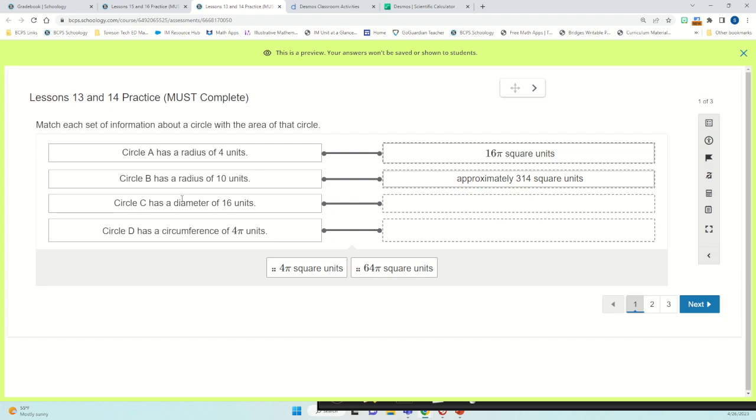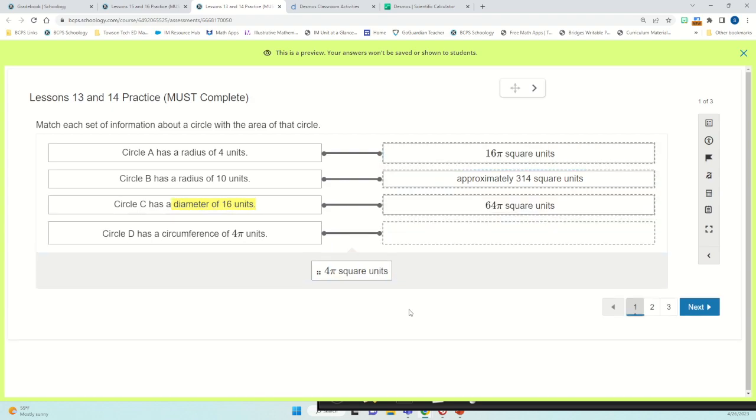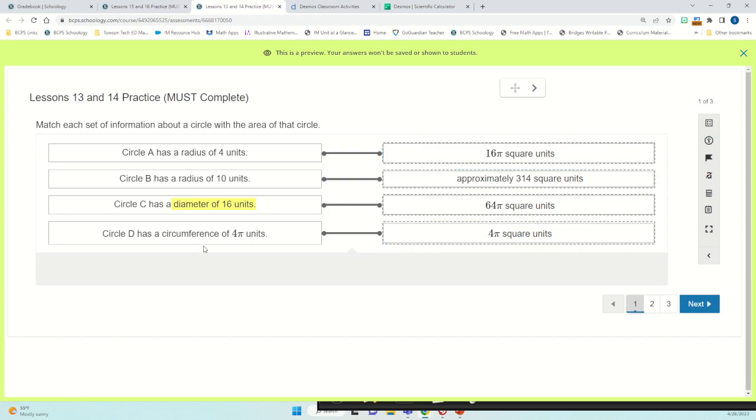And then circle C has a diameter of 16. So diameter of 16 means we have a radius of 8. And 8 squared is 64. Okay? And then this one would be circumference. We're not doing circumference right now, so that's why that one's at the bottom.